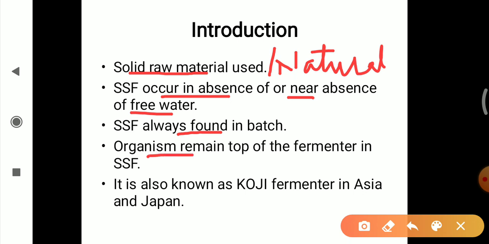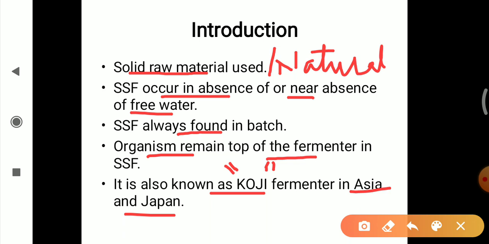Organisms remain at the top of the medium in the SSF fermenter. Organisms will not suspend in the medium. It is also known as koji fermenter in Asia and Japan, where koji is the word for Aspergillus niger. Raw materials they use are rice grain to prepare beverages, and soya bean to prepare soya sauce.